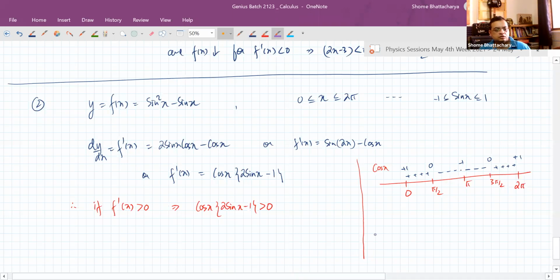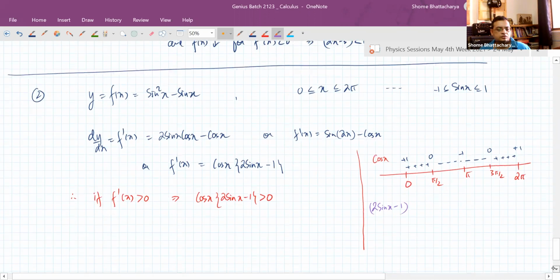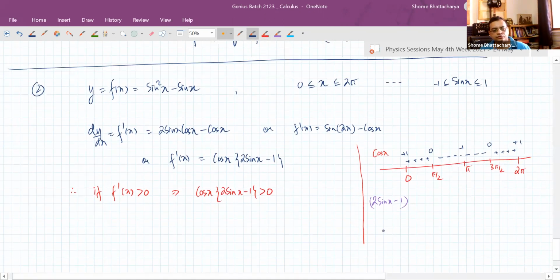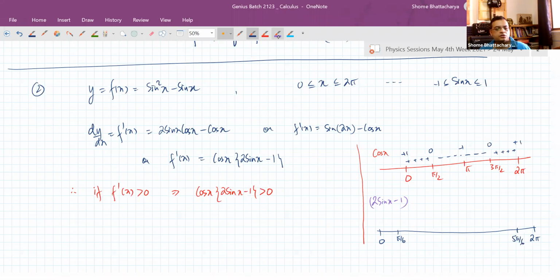If you look at this function, 2 sin x minus 1. Now what can we say about this? It will be positive where sin x is greater than half, whereas it will be negative where sin x is less than half. So from 0 to 2 pi, if I analyze sin x, the critical point for me becomes pi by 6 or 30 degrees, and again 5 pi by 6. These two become critical because sin x is half over here, and again half over here.